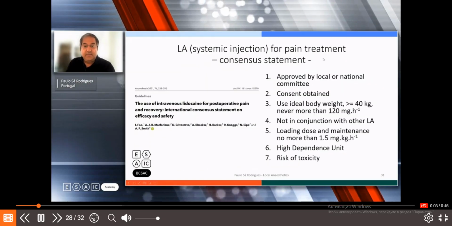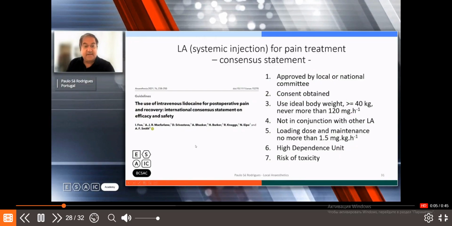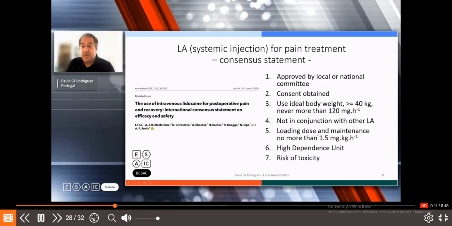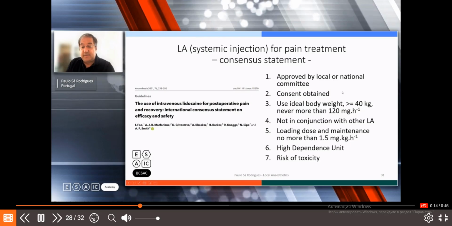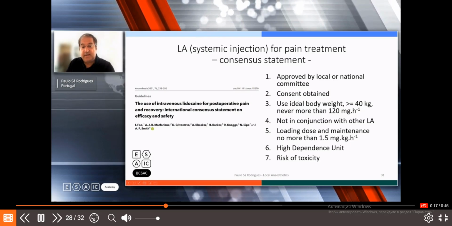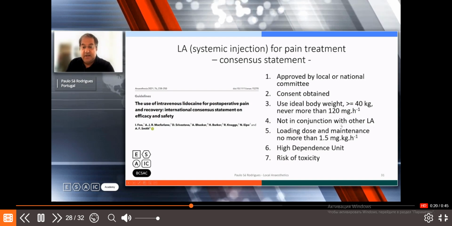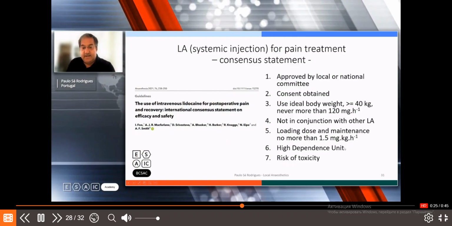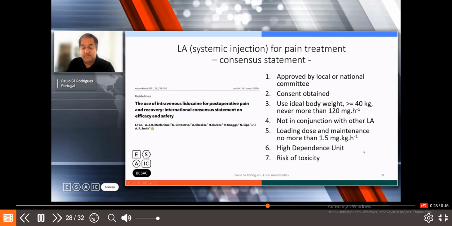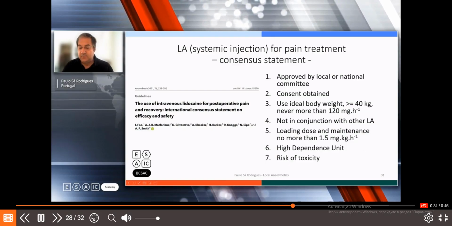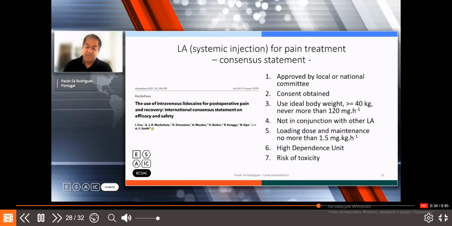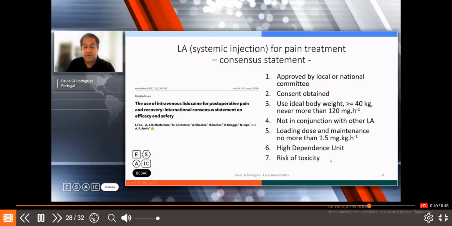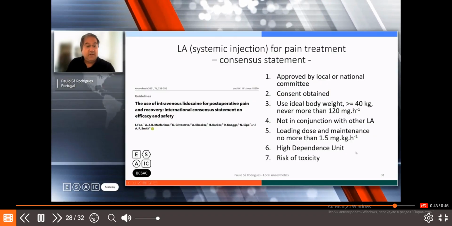Also, regarding pain treatment, there is already a consensus statement regarding the intravenous usage of lidocaine, and be aware that it has to be approved by a local or national committee and have the consent of the patient, and should not be used in conjunction with other local anesthetics. Loading doses are subject to different protocols, but usually go between 1 and 2 milligrams per kilo, and then an infusion. Patients should be in high dependence units afterwards and be aware of the risk of toxicity.